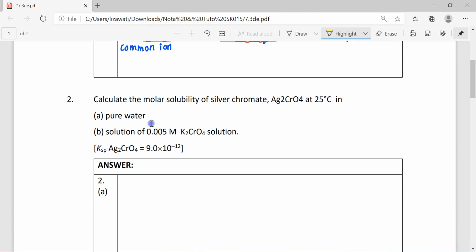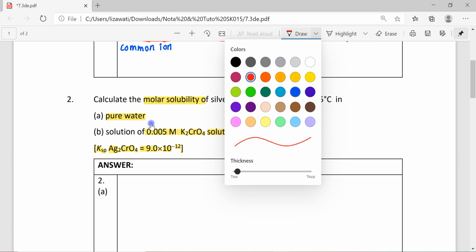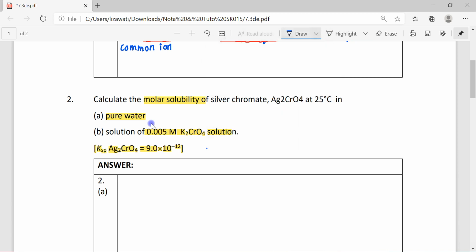So calculate the molar solubility of silver chromate, okay? So in pure water and also in 0.005 molar potassium dichromate solution. And given to you the KSP value, okay? In the question actually, we have to explain, okay? Must include the explanation, this one.